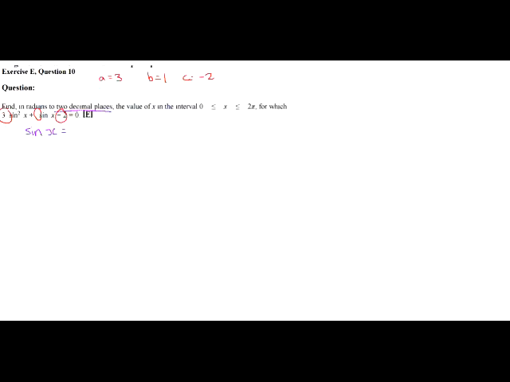So we're going to have negative b, so negate b. Negated of 1 is minus 1. Plus or minus the square root of b squared, well that's going to be 1, minus 4 times a, which is 3, times c, which is minus 2, all over 2a, which is 6. Okay, let's tidy up. Minus 1 plus or minus the square root of, that's 25.